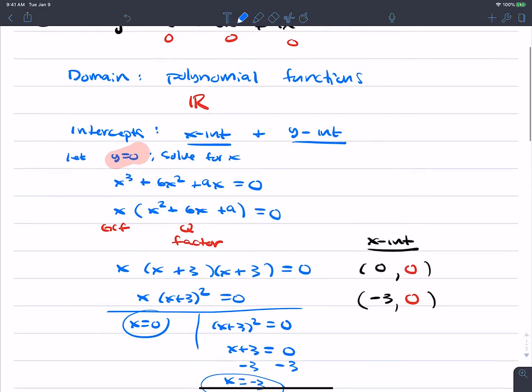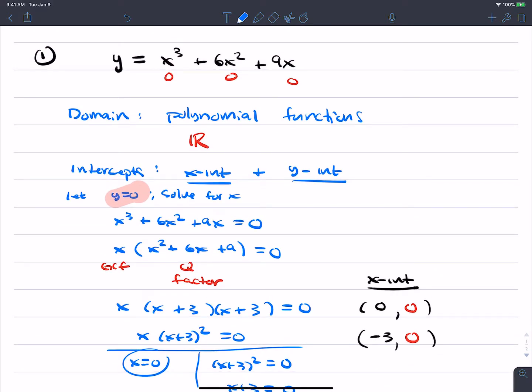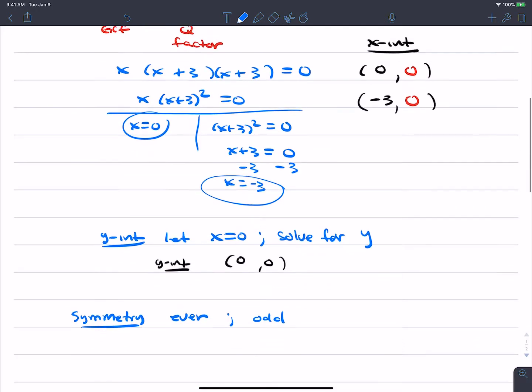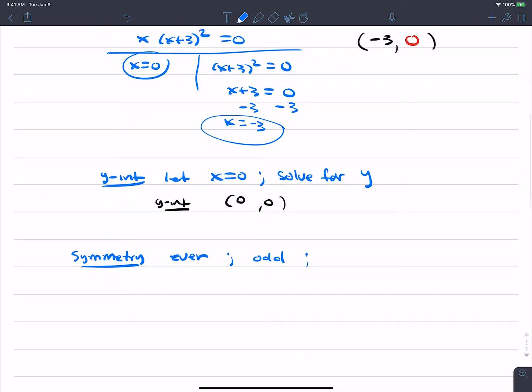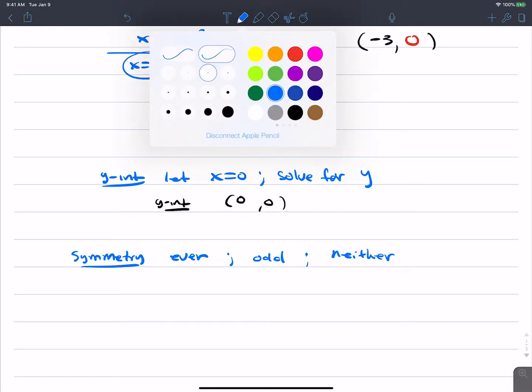Now, if I go back here, I think a symmetry, what do you guys know? Is this even? Is it odd? Or is it neither? Because if it's neither, then it's neither. It doesn't have to be any of these. It could be even. It could be odd. How do you guys know about symmetry? What do you have to do to find symmetry? Yeah, you got to plug in that minus x. Remember that? So it's going to be even, odd, or it's going to be neither.